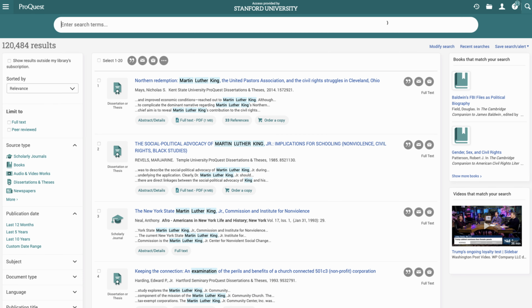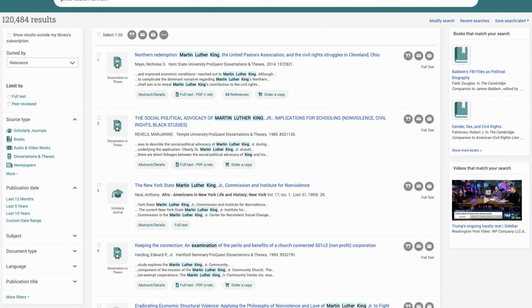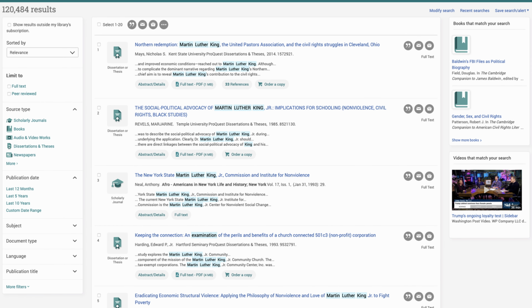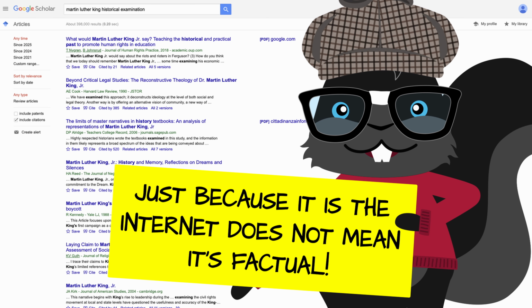Next, Nerd Squirrel searched the ProQuest database for Martin Luther King Historical Examination. Just like the SearchWorks result, this academic database is also a reputable site. For its next test, Nerd Squirrel searched for Martin Luther King Historical Examination, this time using Google Scholar. As expected, these results look good and are from reputable sites. Just because it's the internet does not mean it's factual.